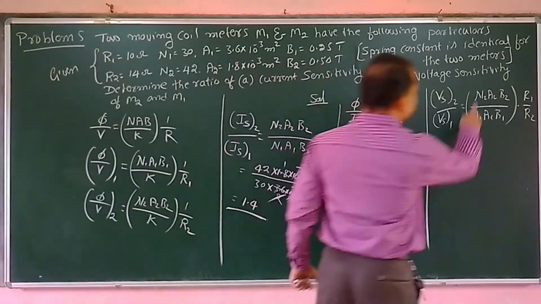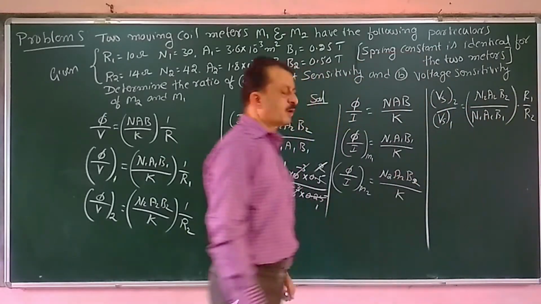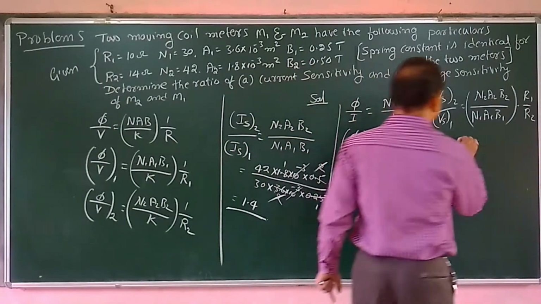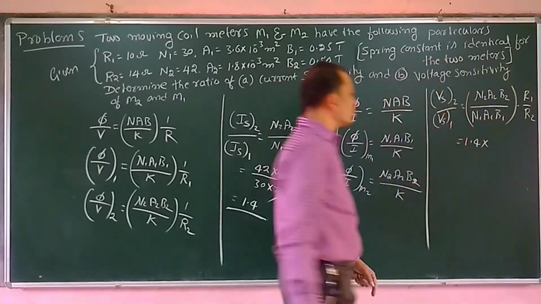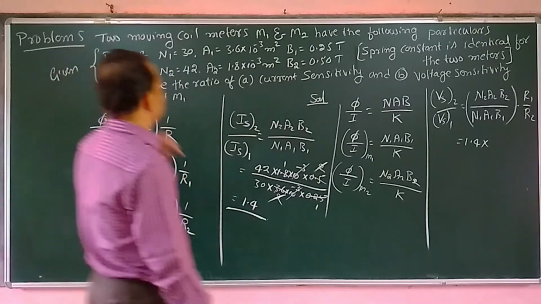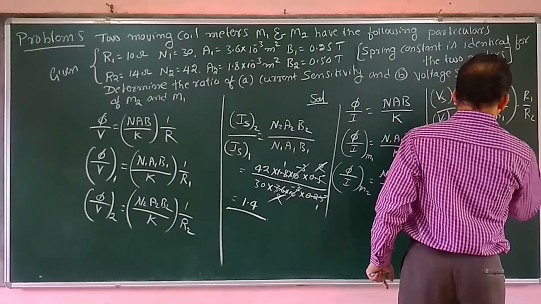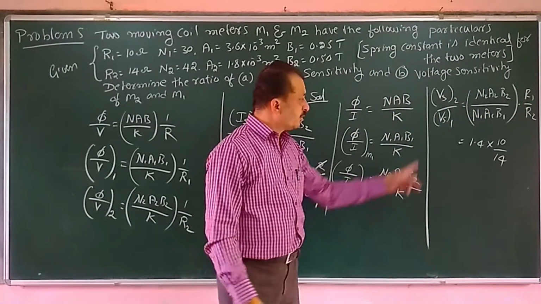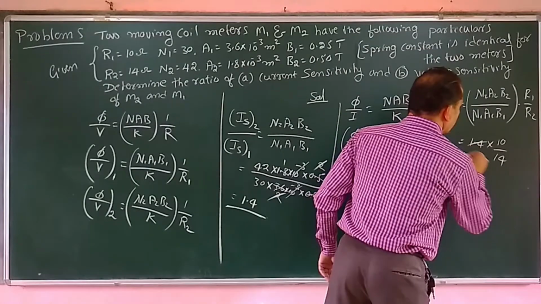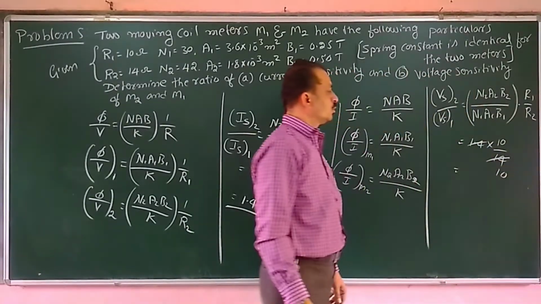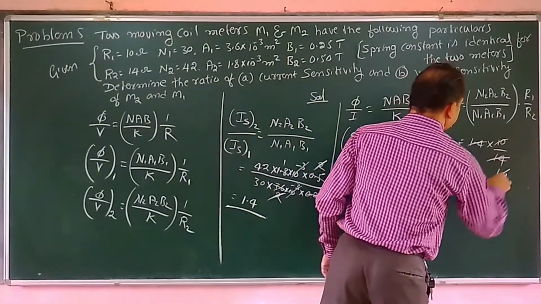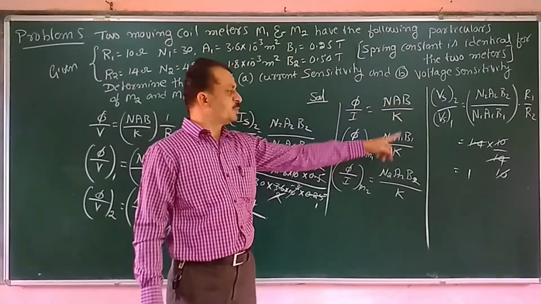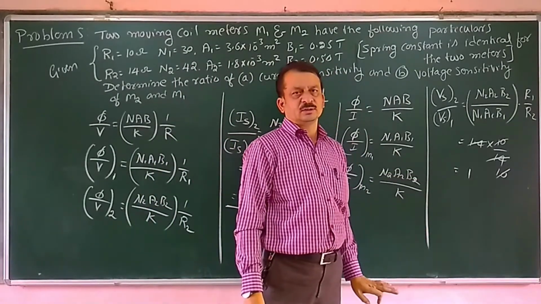Now this term you have already calculated in current sensitivity. It is 1.4. So therefore I will directly substitute that value 1.4. Now R1 is given 10 and R2 is given, that is 14. Therefore 1.4 into 10 by 14: 1.4 tens are 14, so 14 cancels. Therefore the ratio of voltage sensitivity of the second meter to the first meter is 1.